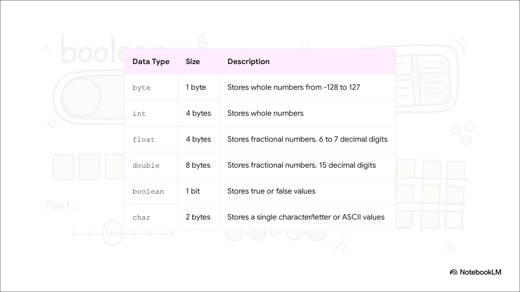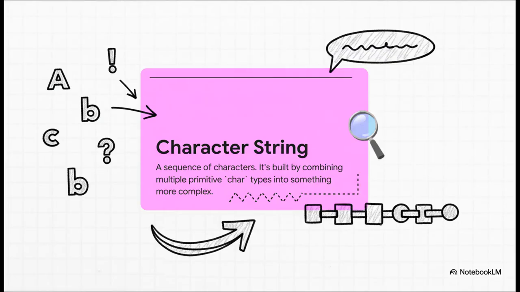And sometimes programmers even create their own simple types, which we call user-defined ordinal types, maybe for something like the days of the week, just to make the code extra clear. So what happens when we take that primitive char type, which remember holds just one single letter, and we string a bunch of them together? Well, you get a character string. This is how we build words, sentences, all the text you see on your screen. It's our first real look at building something bigger and more complex from the basic parts.